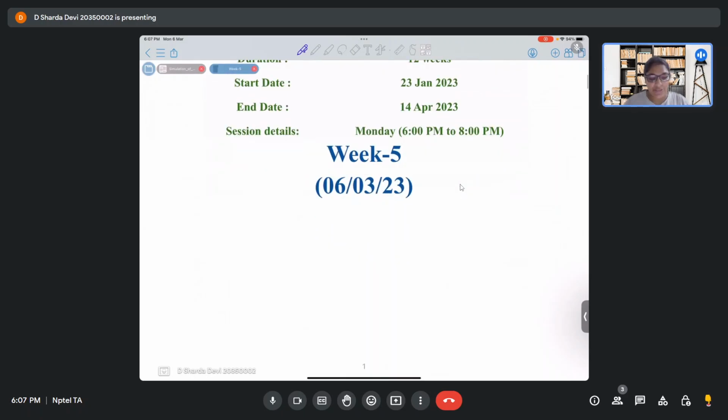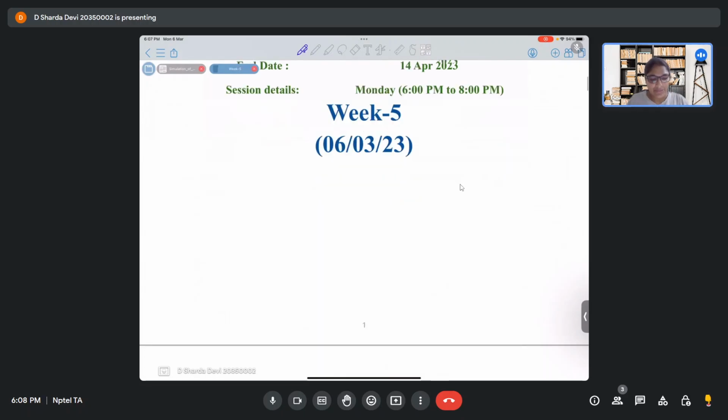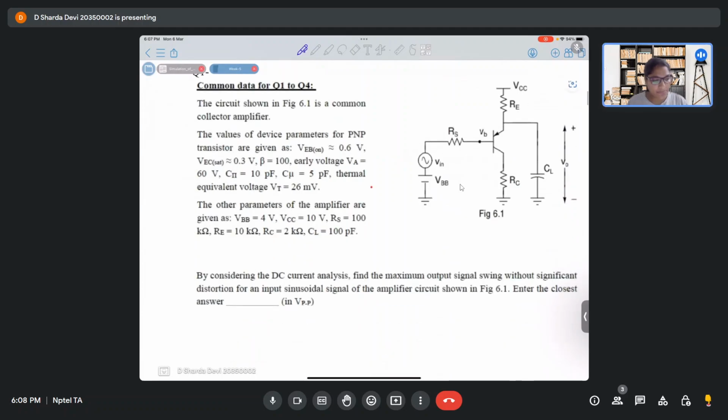So today we will be solving problems based on BJTs and MOSFETs, but we'll see different configurations today. So, moving on to this first problem.